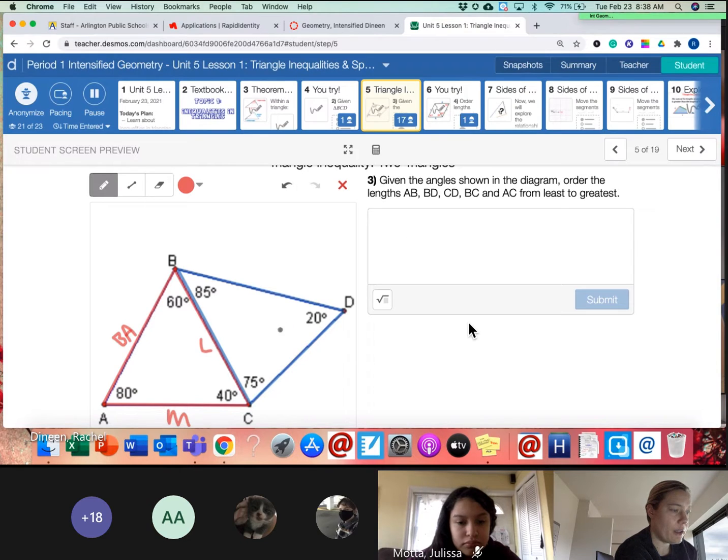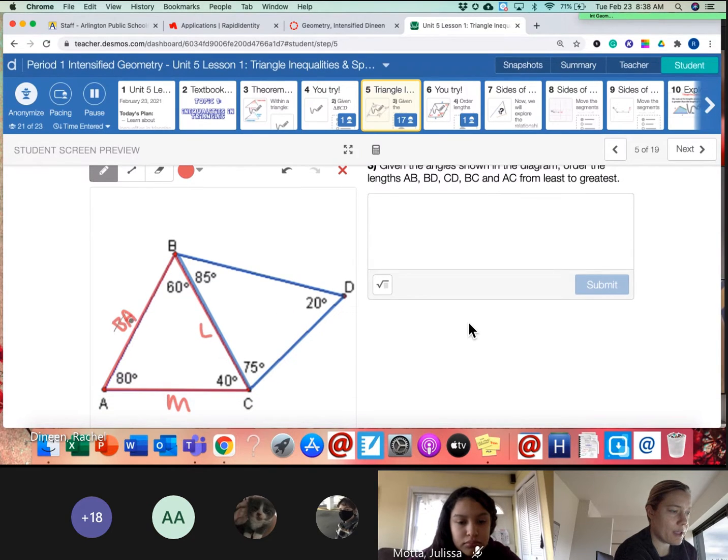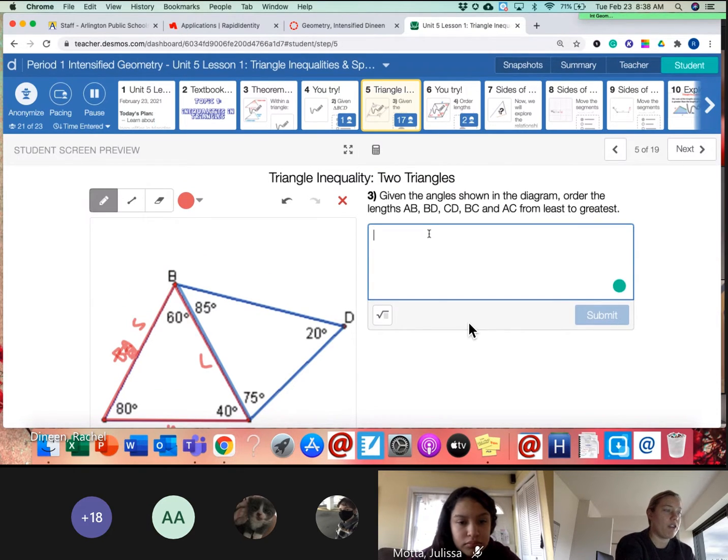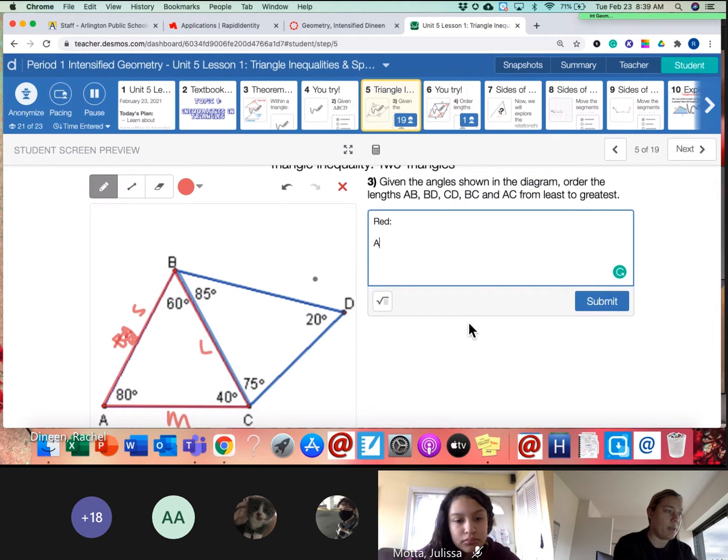So if I am looking at the red triangle first, I'm going to use an inequality this time to show. So I'm doing least to greatest. My shortest one is AB. So AB is less than, my middle is AC, and my longest is BC.